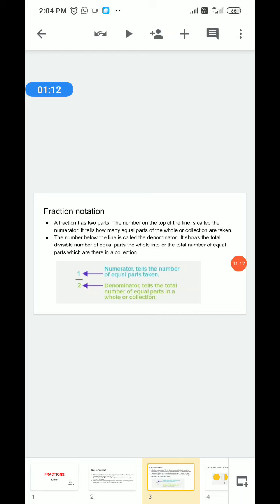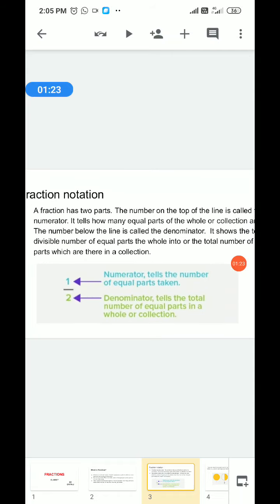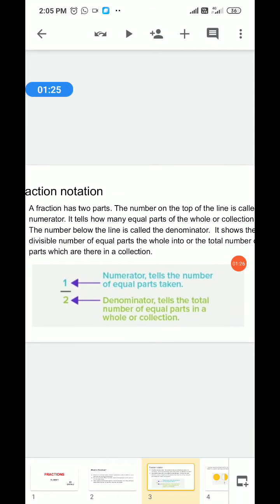The denominator is the number below the line. It represents the total number of equal parts. See the example of this, 1 by 2. In 1 by 2, 1 is the numerator, which is above the line, and 2 is the denominator, which is the number below the line.